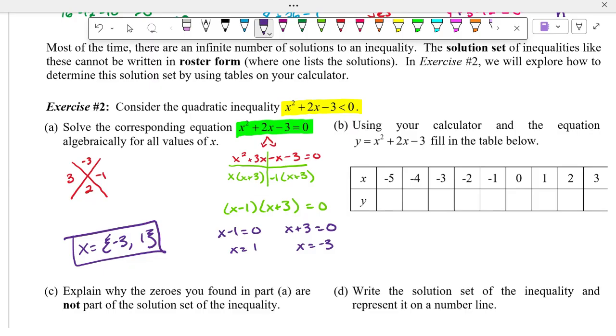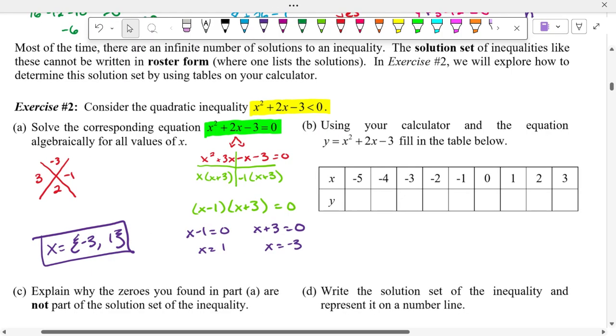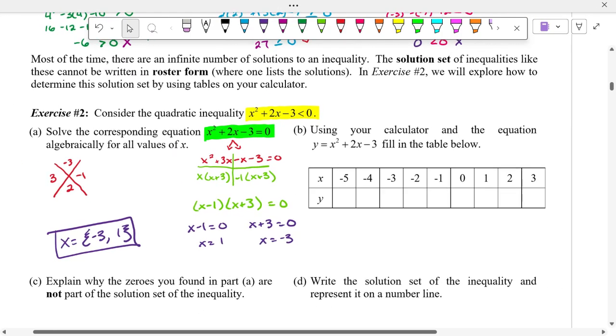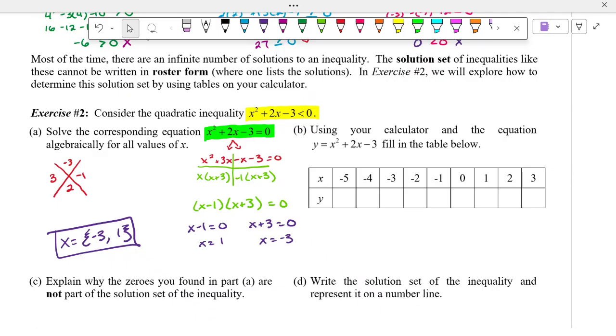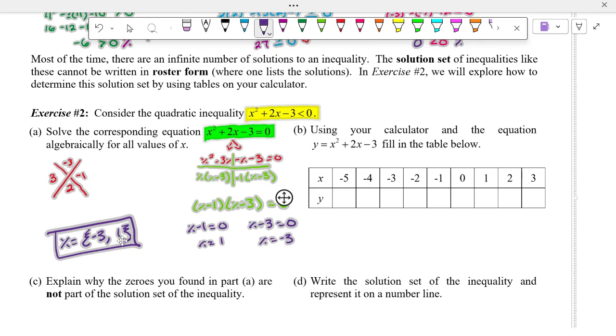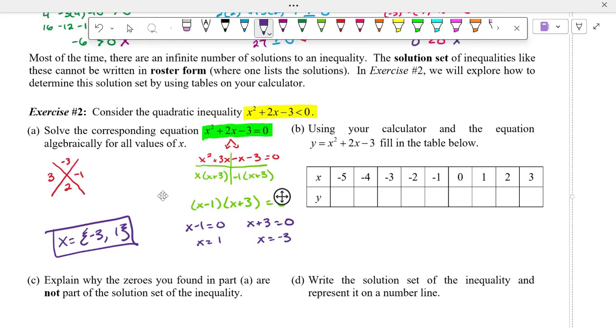Now, why is this important? This gives us an idea of where these will fall. All right. So what we're going to do now is, first off, fill in this table using our TI calculators. Before we do that, real quick, if x is equal to -3 and 1, that means their corresponding y values are what? 0. So we can go ahead and fill those two in.